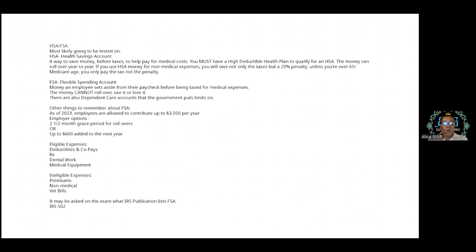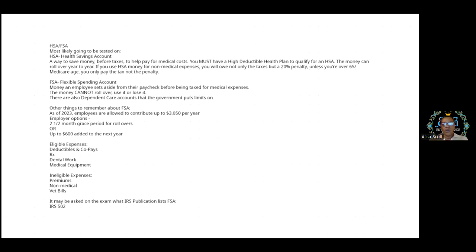There are also what they call dependent care accounts, where you can put money back for future medical expenses for dependents as well. But the government does put certain limits on it as far as how much can be contributed, how much can be used for those expenses, and things of that nature.